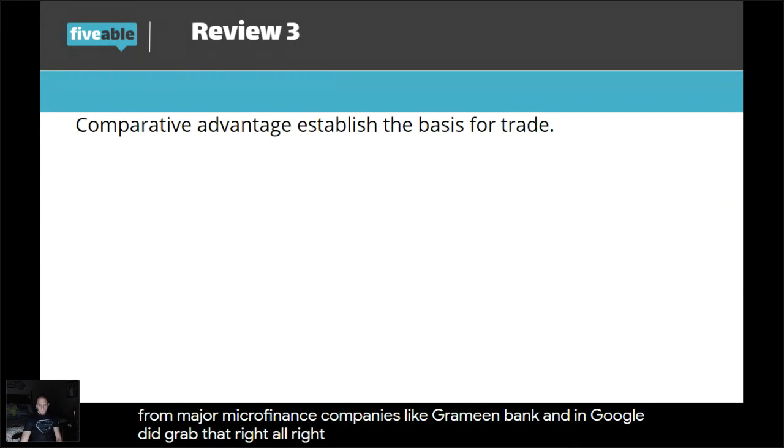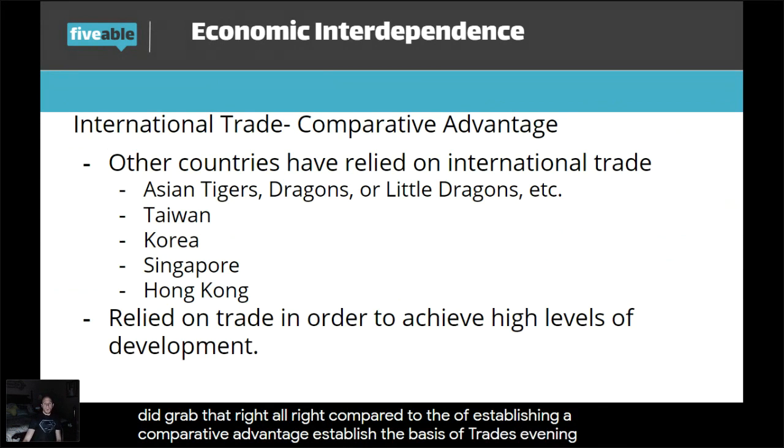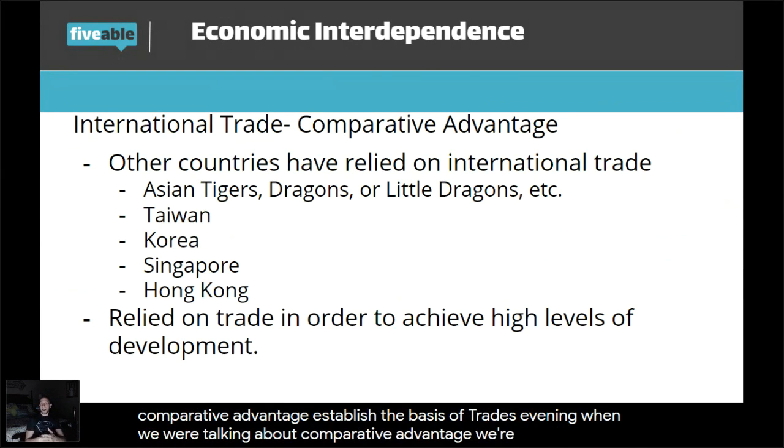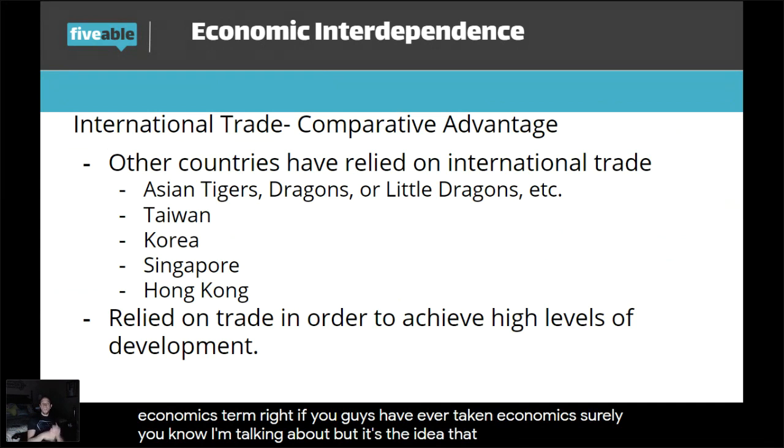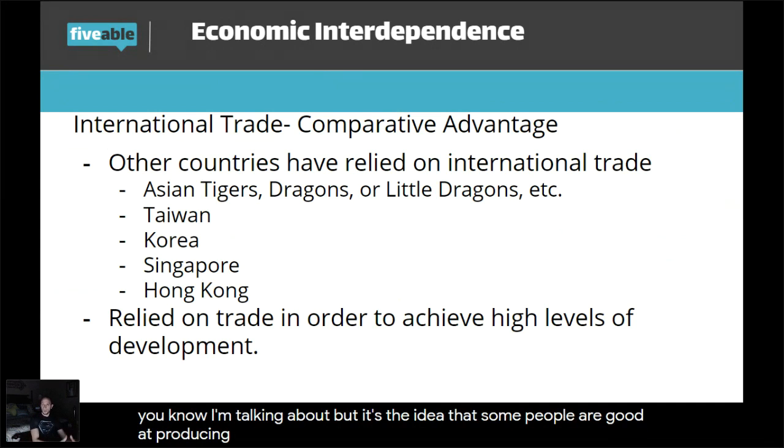All right. Comparative advantage establishes the basis of trade. When we talk about comparative advantage, we're looking at an economics term, right? If you guys have ever taken economics, surely you know what I'm talking about. It's the idea that some people are good at producing certain things, and they should produce that and trade it for things that they need, right?